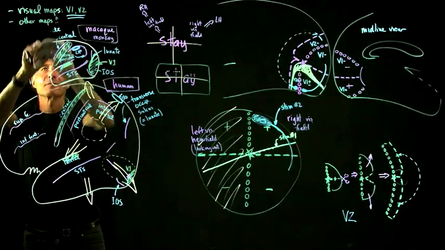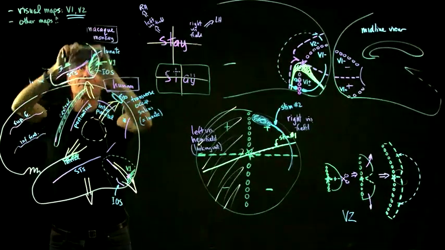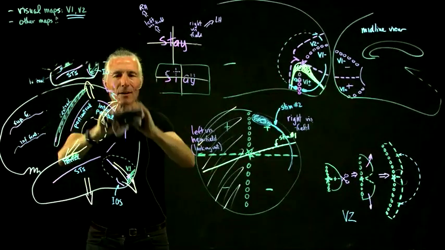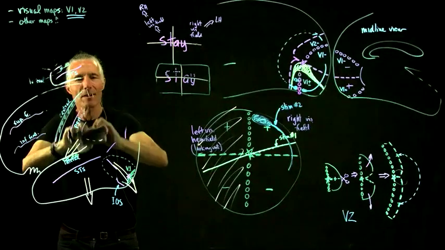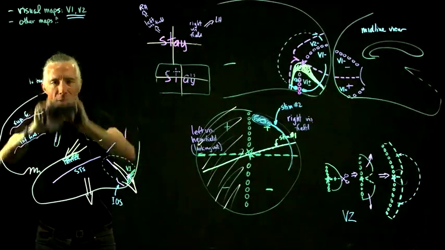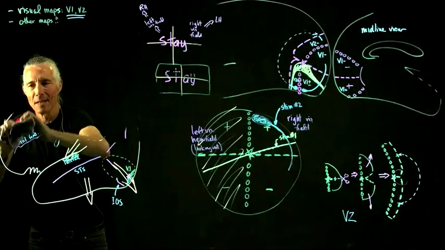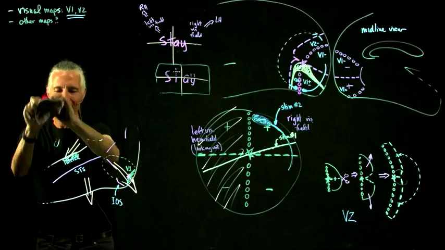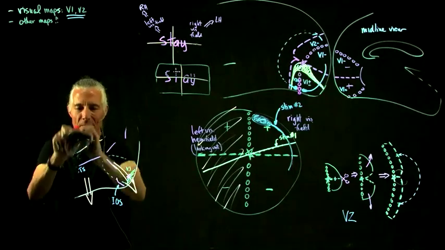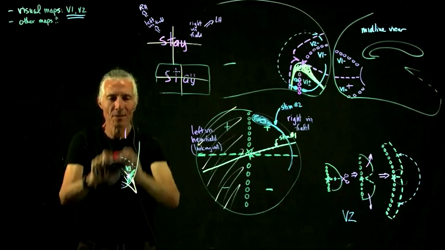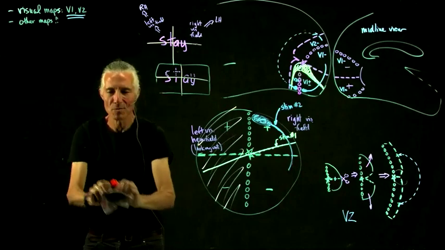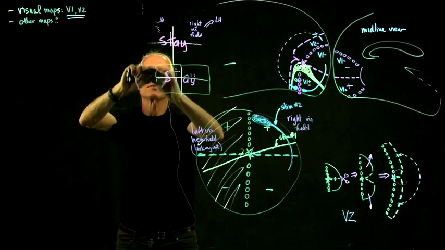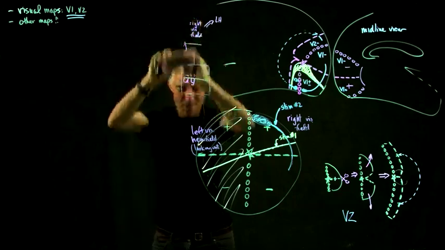Okay, any questions about visual map type problems? You can always work them just by moving locally. Start someplace, like near the center of gaze, or away from the center of gaze near the horizontal meridian, and memorize where the map is in V1 and V2. Once you've got that, then you can just move in small steps and reconstruct the strange reality of the cortex.